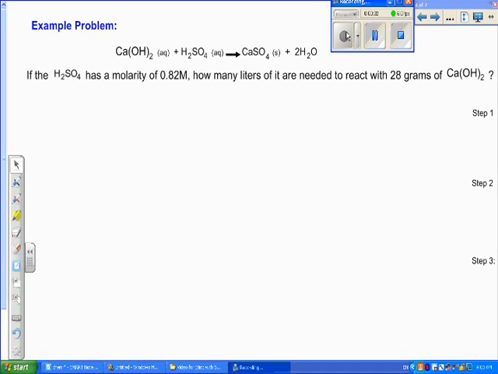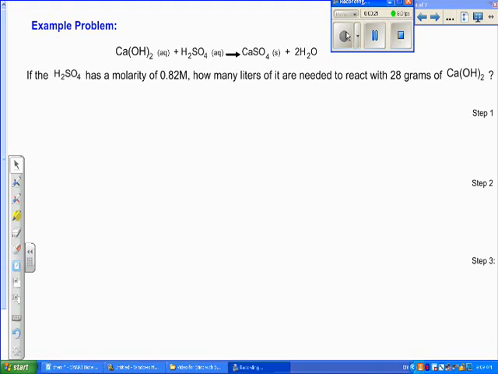So here's our first problem. I'm giving you the balanced equation which we'll use in this problem. As it reads, if the hydrochloric acid has a molarity of 0.82 molar, how many liters of it are needed to react with 28 grams of calcium hydroxide?